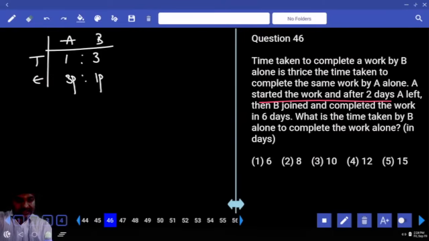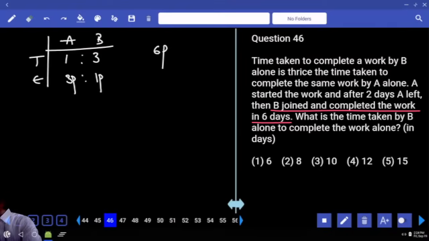A started the work and after 2 days A left. Per day A will do 3 units or 3 parts. In 2 days, 6 parts work is already done. B joined and completed the remaining work in 6 days. B per day will do 1 part. In 6 days, B will do 6 parts. This is the total work, and B completed the work.